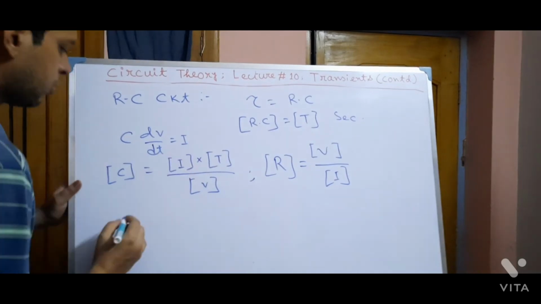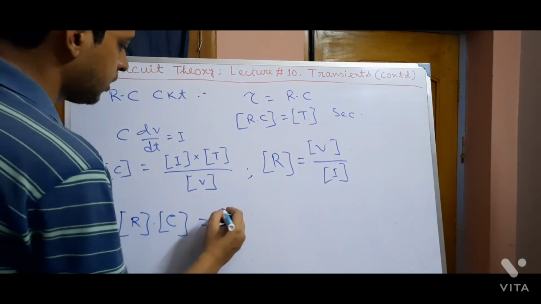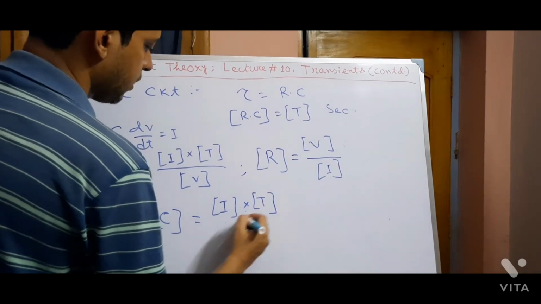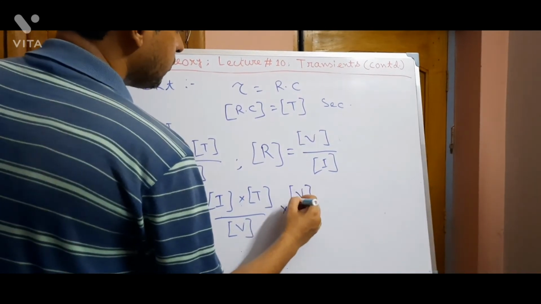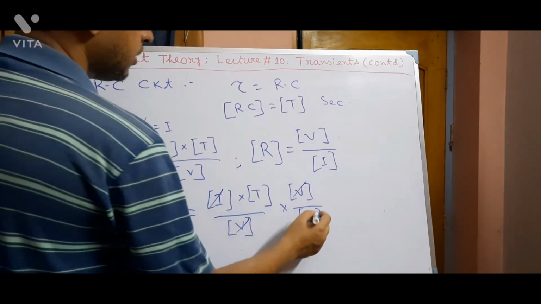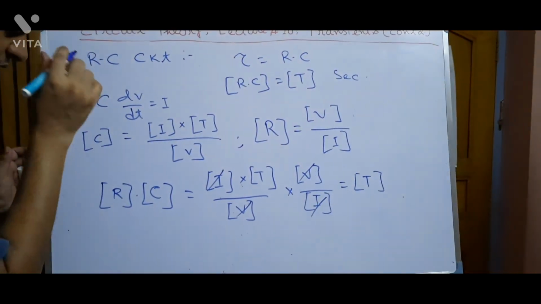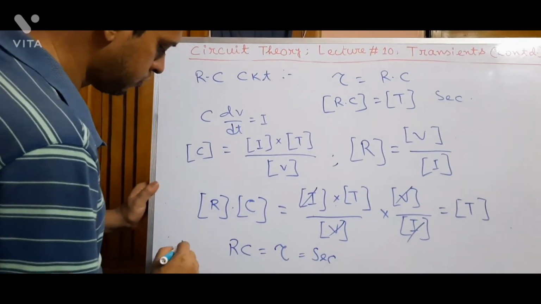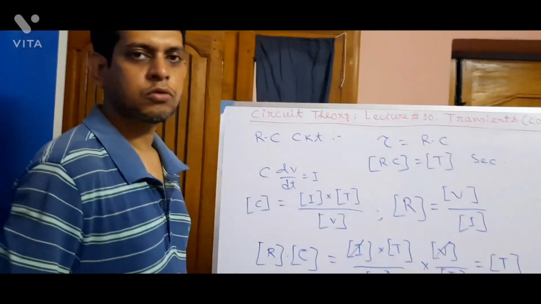Okay, so the unit of R into the unit of C equal to what? I into T by V into unit of V by unit of I. So these will get cancelled. So the unit of T remains. So the unit of RC, that is the time constant of the RC series circuit, is second. Now with this, let us conclude for today.